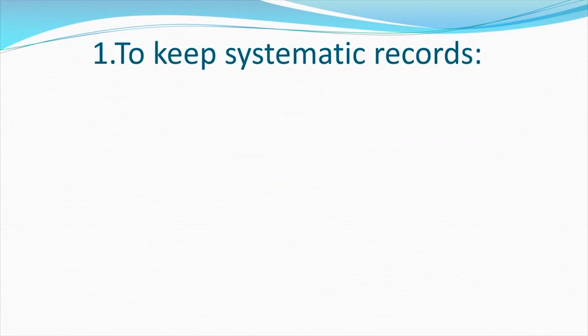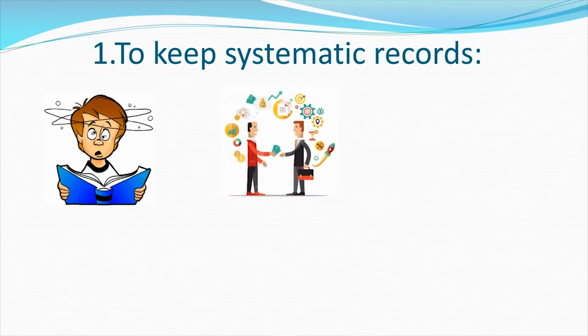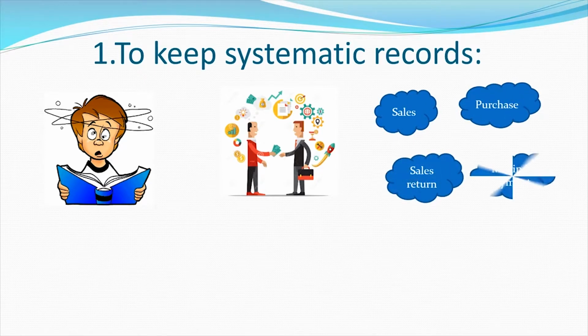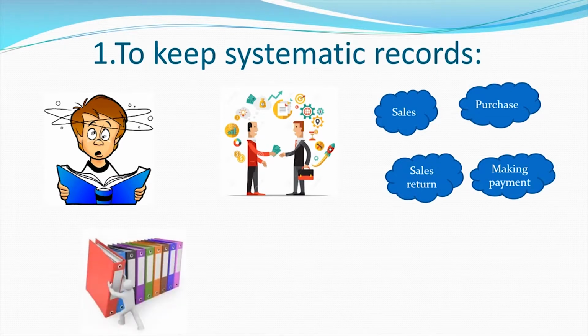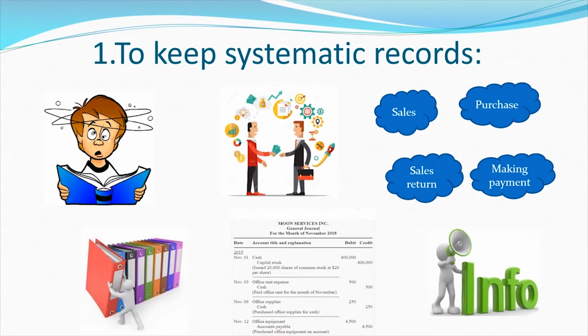The first one is to keep systematic records. It is very difficult to remember all the business transactions that take place. There are a number of transactions such as sales, purchases, sales return, receiving and making payments to parties in a business on a single day, in a week, in a month, or in a year. Accounting keeps systematic records of all business transactions in a chronological order and in an up to date manner so that timely and up to date information can be obtained.